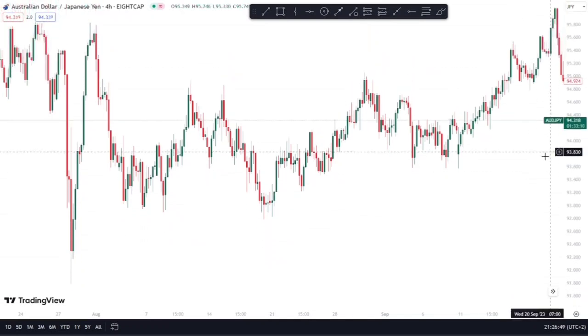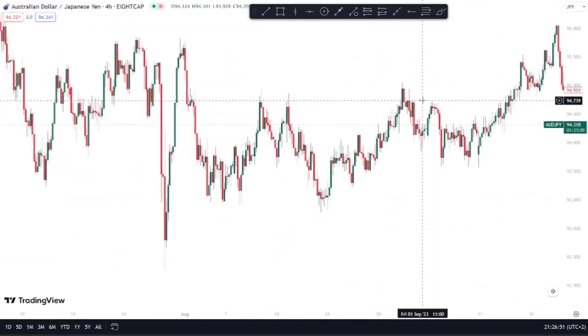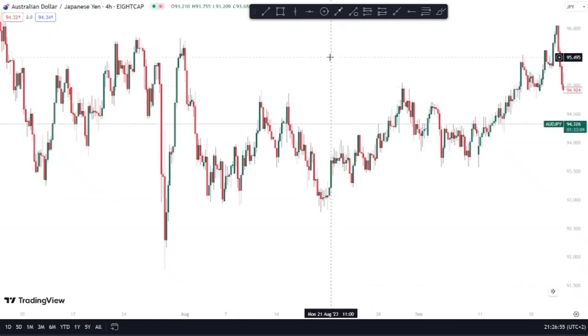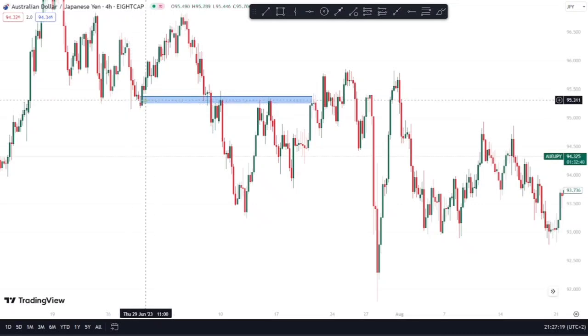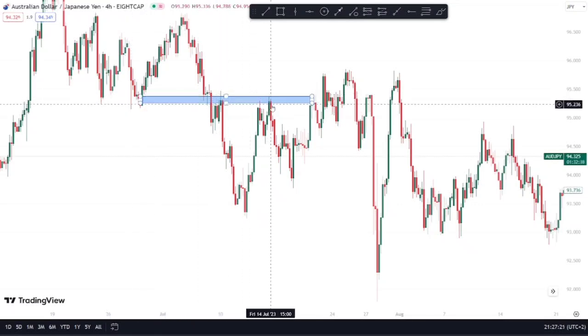Now, the very first thing that you want to do within the market is to identify areas where price made a support and a resistance level. Now, a very good example of this would be this level right here. Price actually made a support level, and this was a resistance level.